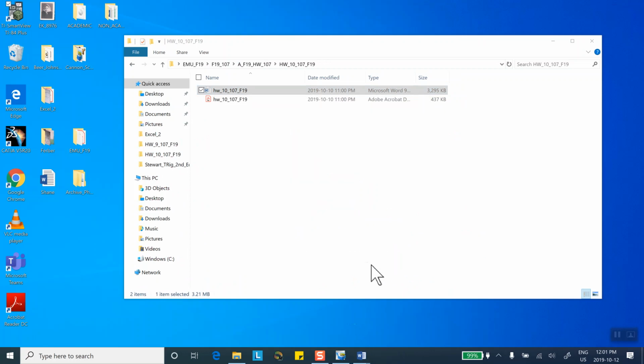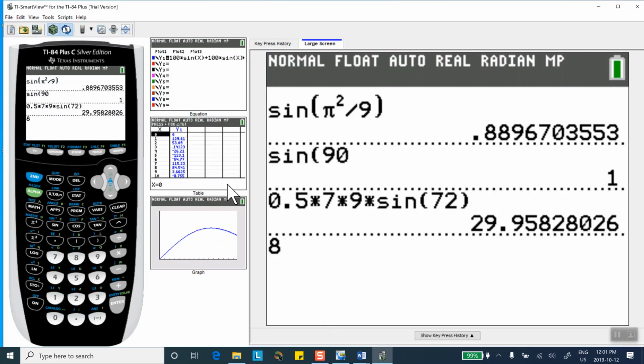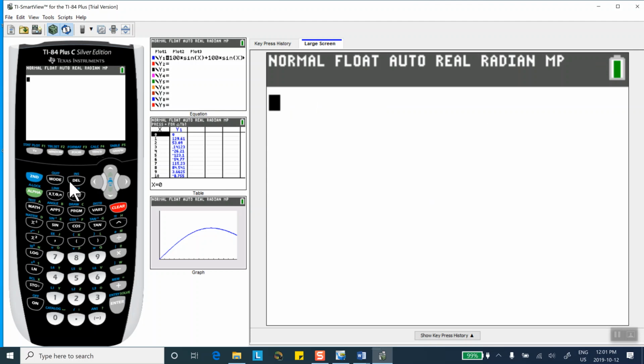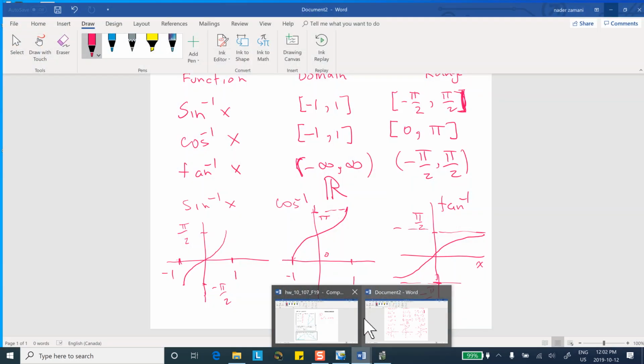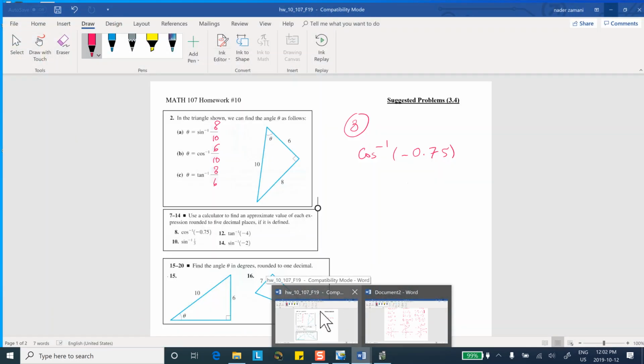Free version. Okay, let me clear everything. Make sure that our mode is on radian. That's the way I wanted it. If you want degree, obviously you're going to use degrees. And then the first one is, what does it say? It says cos inverse of minus 0.75.